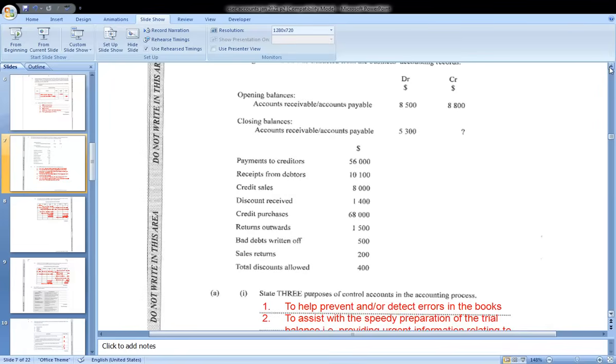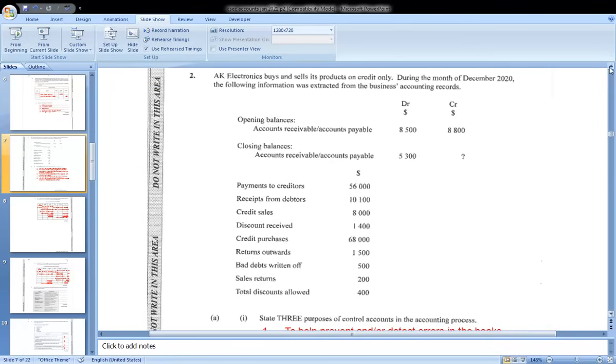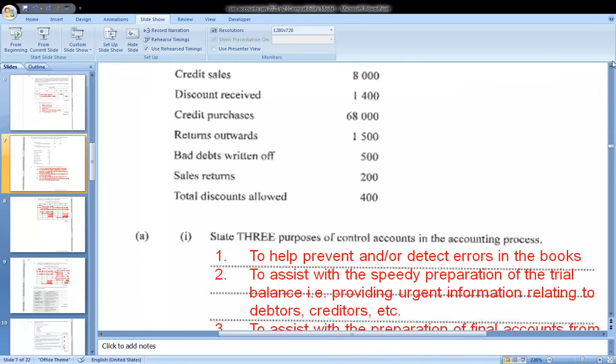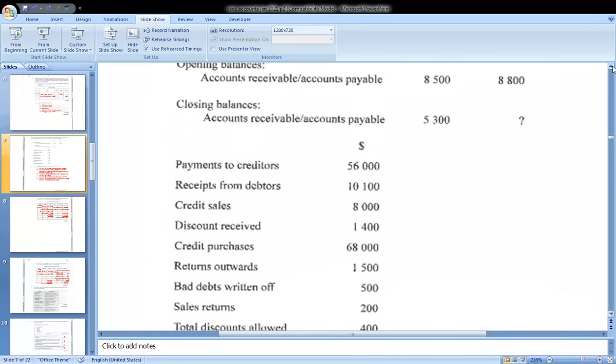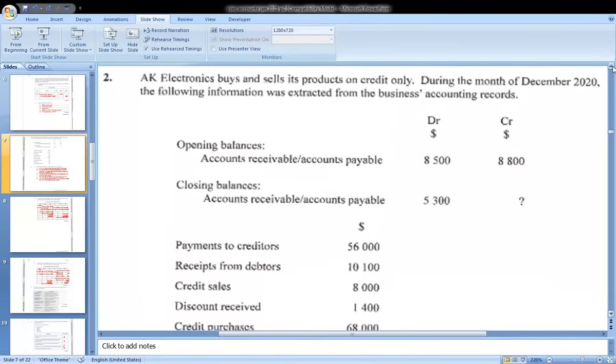So here we go. AK Electronics buys and sells its products on credit only. During the month of December 2020, the following information was extracted from the business accounting records. So here we have it. Okay, let's zoom this up a little bit for you. Opening balances: accounts receivable is 8,500 debit, and accounts payable is 8,800 credit.